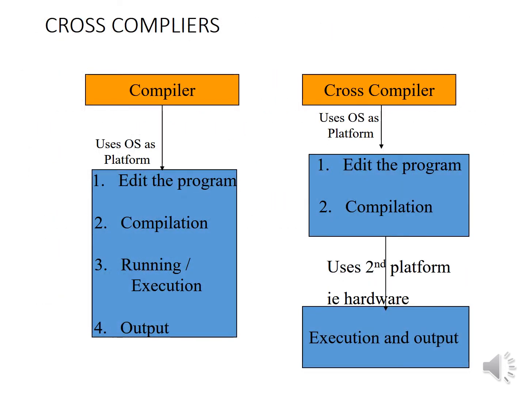So cross compiler, this is a flow chart of a cross compiler. A compiler uses an operating system as a platform. It does edit the program, compilation, running and execution output. When we are using a cross compiler, it uses the operating system as a platform to edit the program and compile, then uses a second platform in hardware for execution and output.